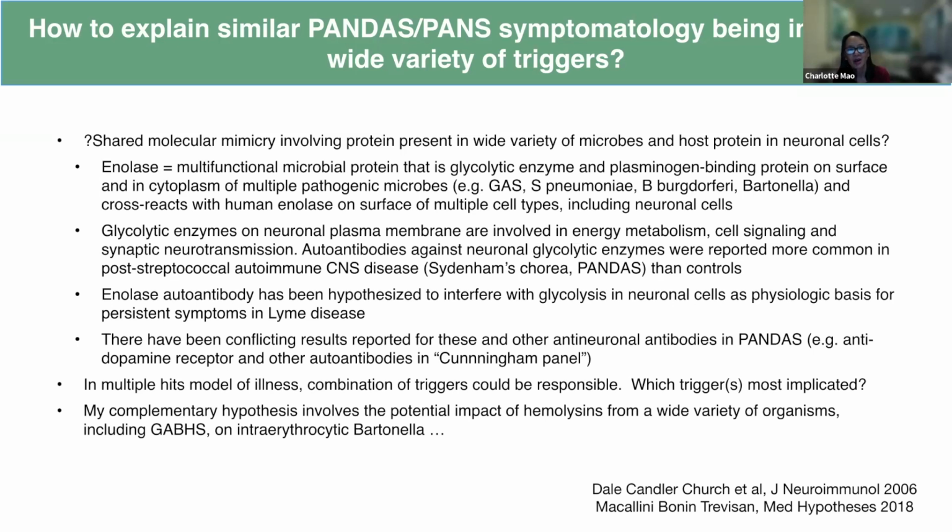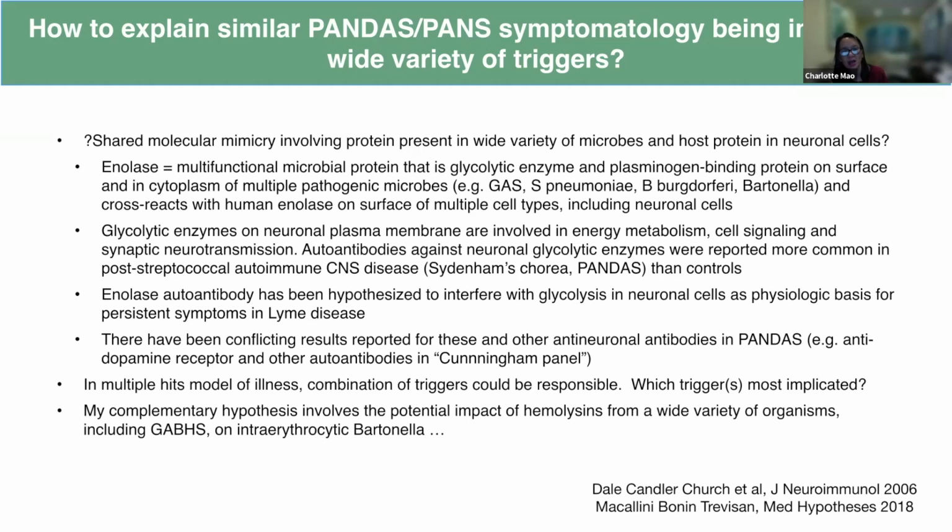Just as one example, a protein called enolase has been proposed as potentially being related to post-streptococcal autoimmune CNS disease. This is a multifunctional microbial protein. It's a glycolytic enzyme, and it also is a plasminogen binding protein that is on both the surface and in the cytoplasm of multiple pathogenic microbes. So that includes group A strep, pneumococcal, Strep pneumoniae. It's been demonstrated in Borrelia burgdorferi and Bartonella. Those are just examples of some microbes in which it's been demonstrated. And it does cross-react with human enolase that's on the surface of multiple cell types, including neuronal cells.